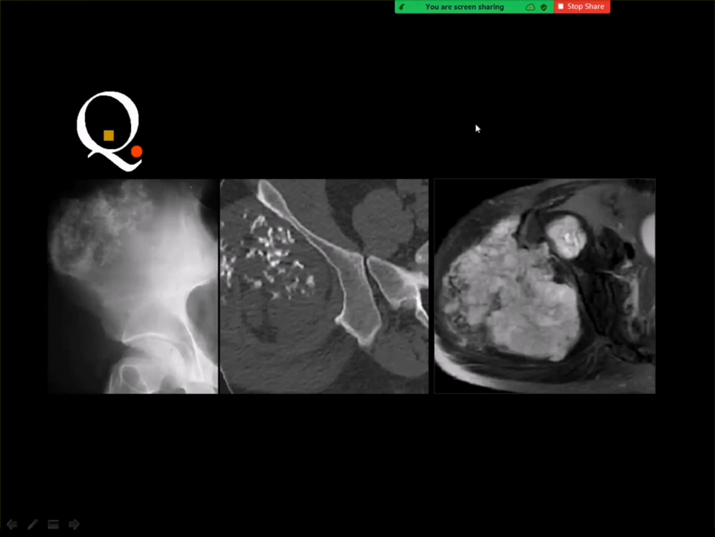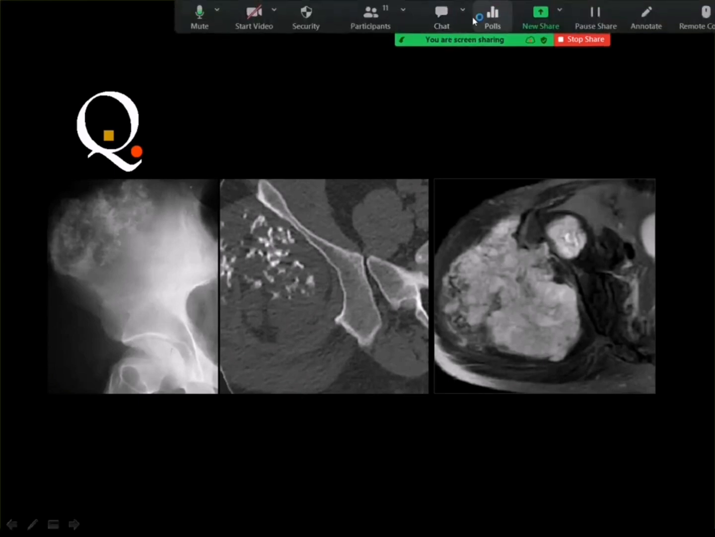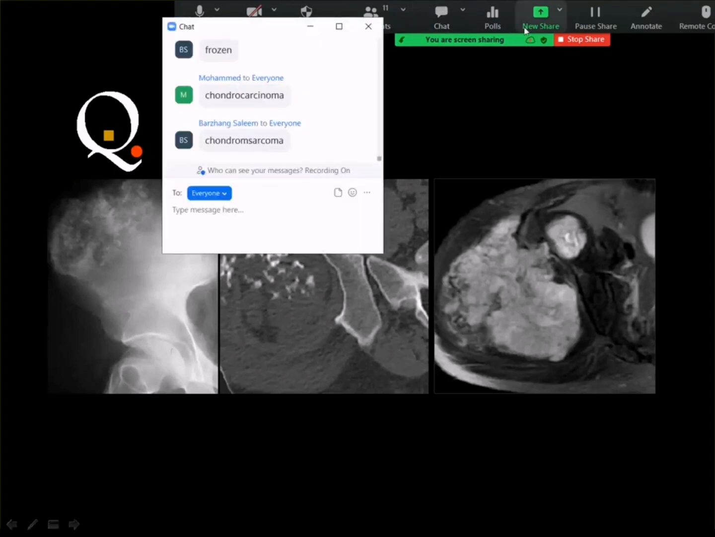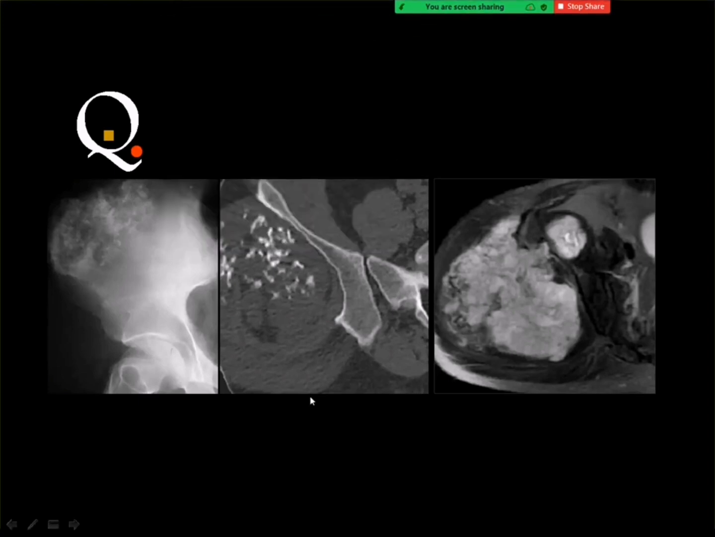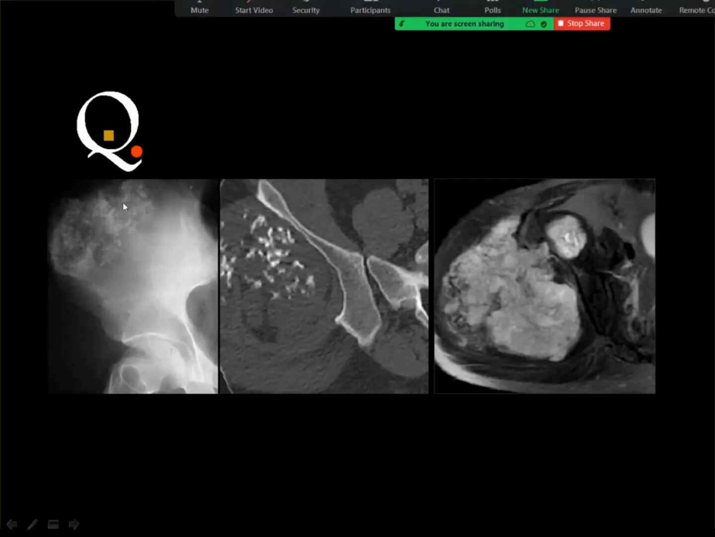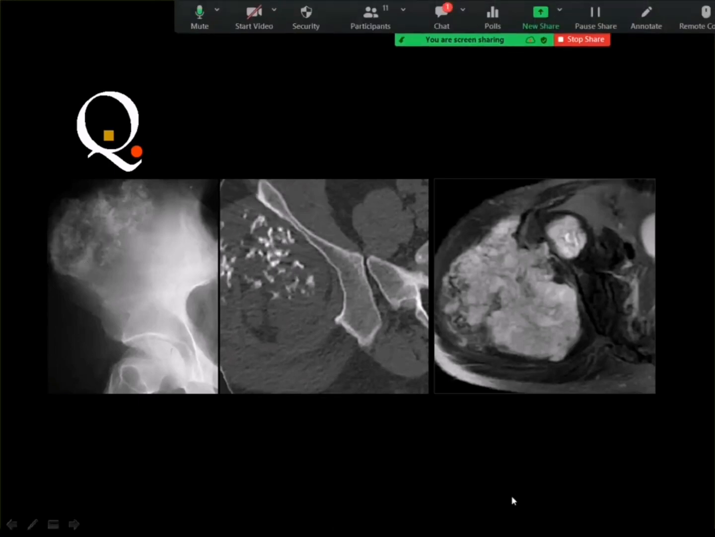Next case is an X-ray of the pelvis, CT and MRI, showing a big mass with matrix calcification. Yes, and the right answer, chondrosarcoma: big mass with matrix calcification, destructive changes in the adjacent iliac bone, and you get brightness in the T2 weighted image because the chondroid matrix is very bright, and the T2 weighted images may be similar to the fluid or to the CSF.